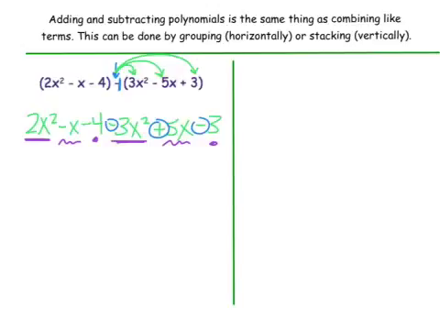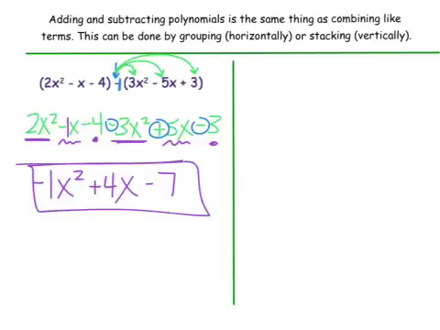2x squared minus 3x squared is a negative 1x squared. A negative 1x plus 5x is a positive 4x. And negative 4 minus 3 is negative 7. So there would be my solution. And that's how we would do it horizontally.